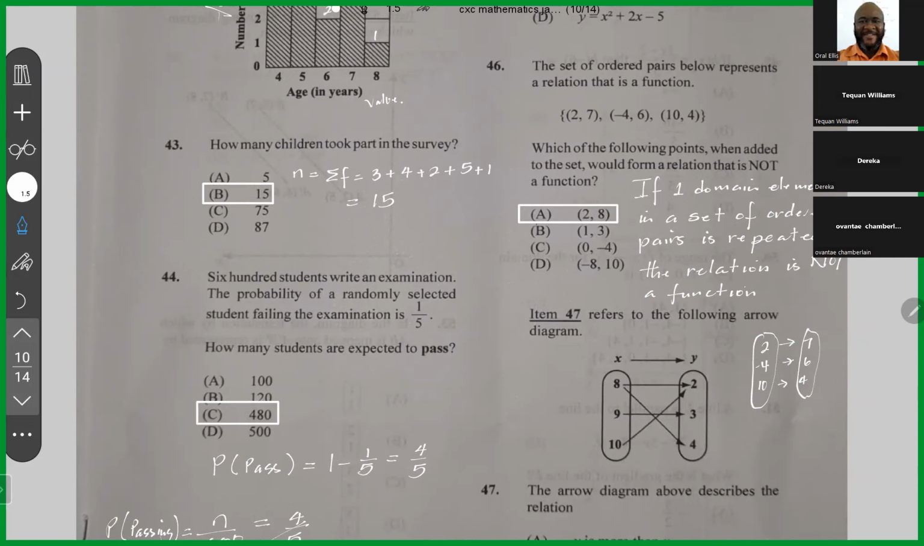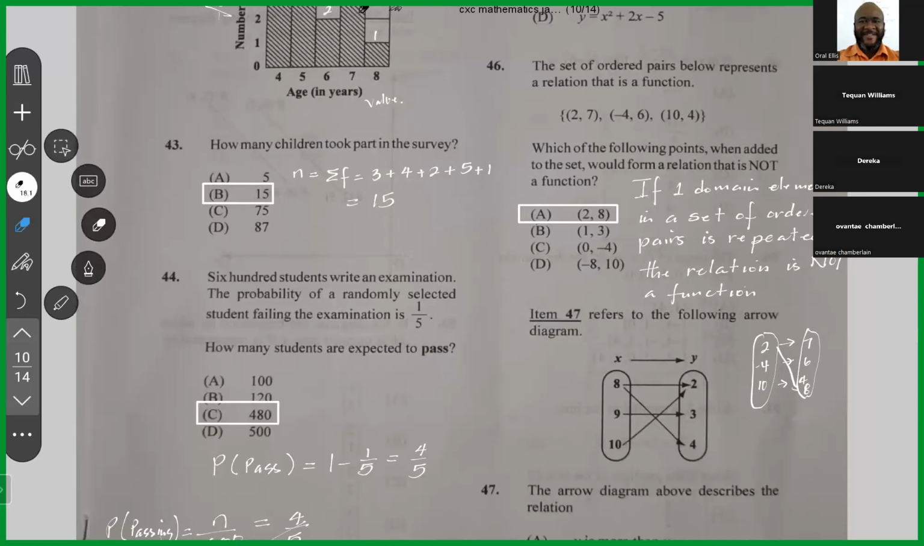That's a function. Now, which of the points, if I add it now to this function, would no longer be a function? The point is what? This 2, 8. So 2, 8 would now mean that 2 now goes to what? 8. Want to see it? I want everyone to see it. All of a sudden, no, it's not a function, because if 2 arrows leave any element in the domain, the relation is not a function.